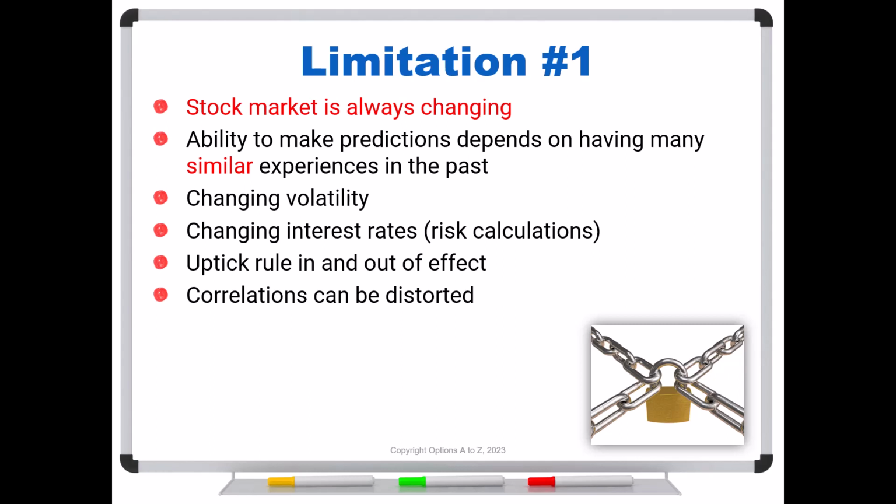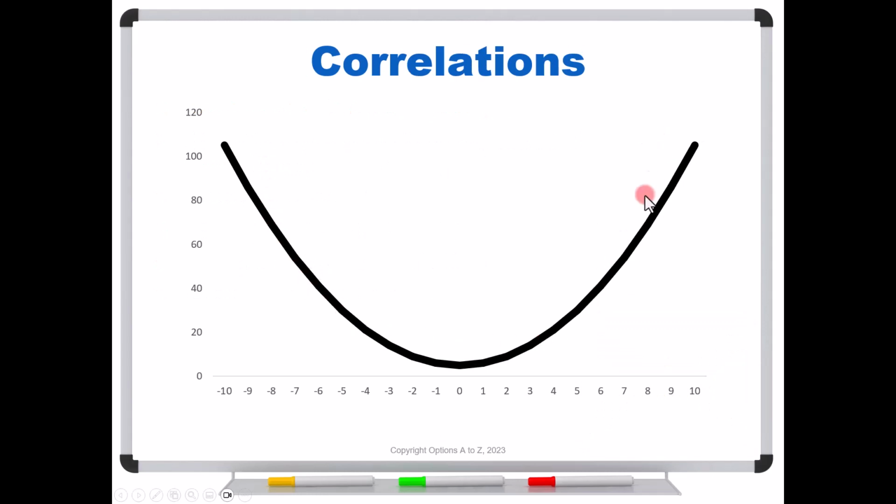So for example, here's a kind of a U-shaped function, a parabola that many of you would recognize from math. And notice that the correlation is going to be very low here, almost non-existent, but there's a very strong association. I think everybody would look at that and say that that's not random, but the correlations are going to be very low.